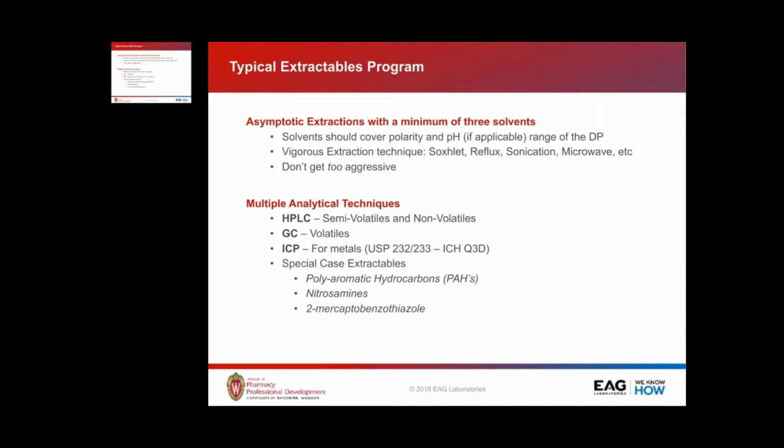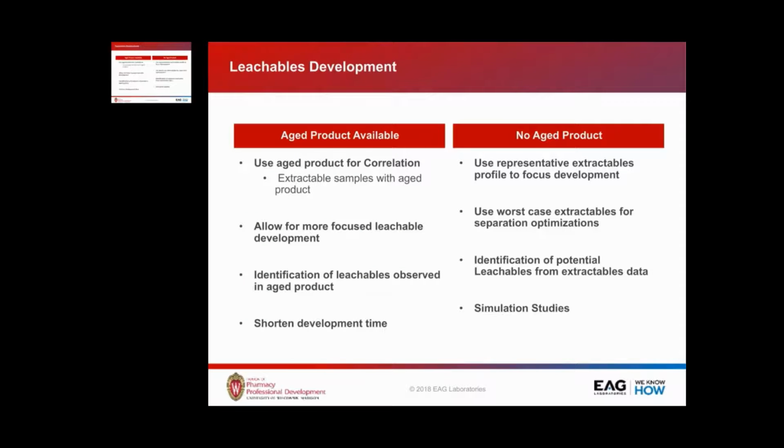So from a leachable development standpoint, there's a couple of ways to move forward. So we've done the extractable studies and we see 100 peaks, which in some cases is not exaggerating. You can see 100 or more peaks in some cases. Now, a couple of paths forward: you could develop methods to look for leachables using all 100, or you can use a couple of different routes.